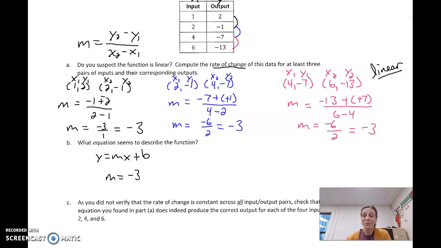So what we've done in the past, remember, is you pick a point. It doesn't matter which point because these all lie on a line. They have the same slope. And plug it into the equation.